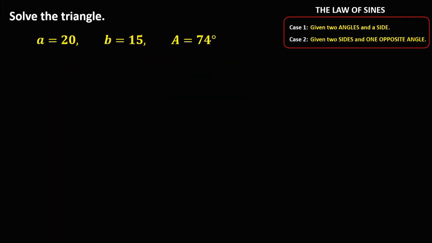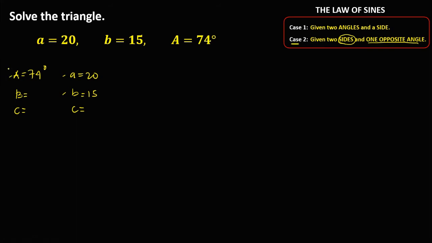Then for this given, we have angle A, that's 74 degrees. Angle B is unknown. Angle C is also unknown. Then side a, that's 20. Side b, that's 15. And side c is unknown. So from the two cases of the law of sines, these given satisfy case number 2, because given two sides and one opposite angle, so these are the given two sides and the opposite angle.